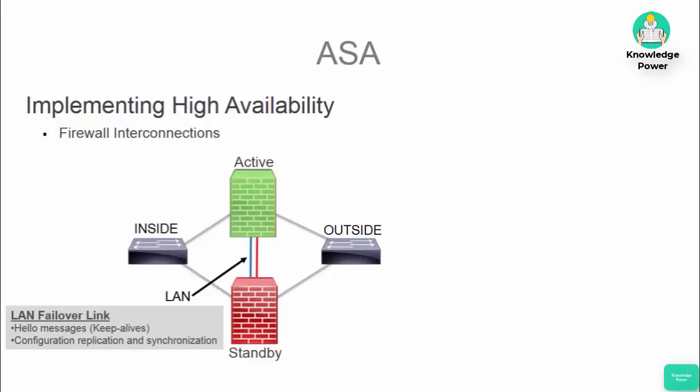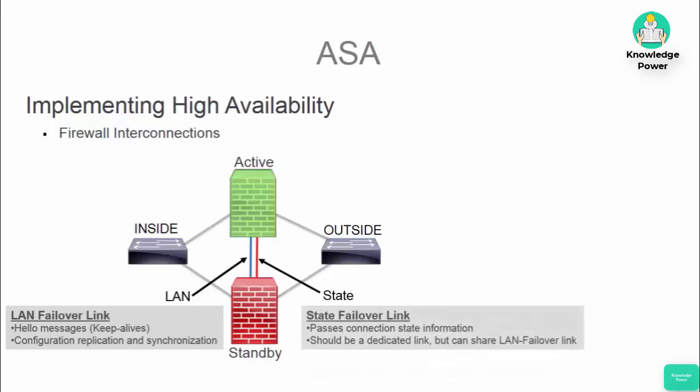to the standby firewall. In addition to the LAN failover link, you can optionally have a state failover link. This link is used to pass connection state information so that the standby firewall can support existing connections that were previously on the active firewall. The state failover link should be a dedicated link separate from the LAN failover link, but it can use the same link as the LAN failover link. So you could add both of these failover roles to a single link between the firewalls.